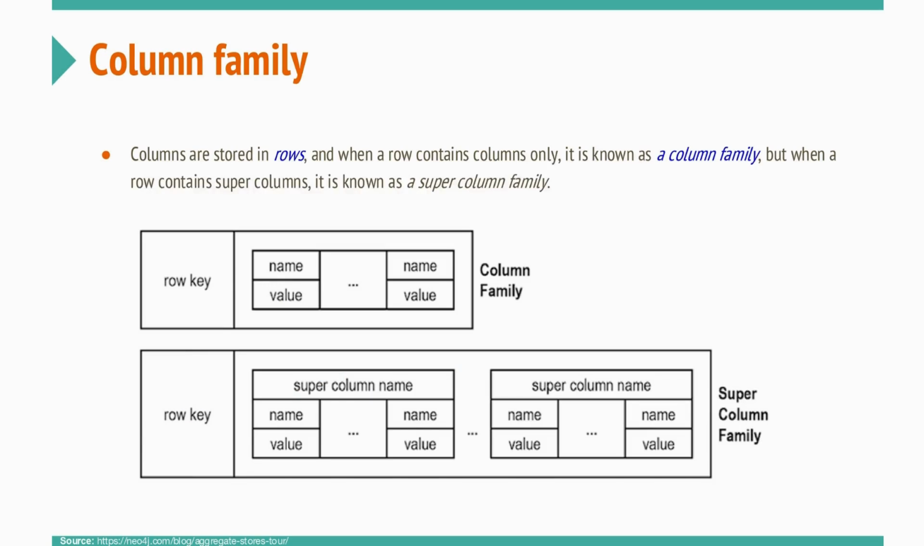Next, we group our columns into rows. Each row is identified by a unique row key. When a row contains only simple columns, we call this a column family. Think of it like a table in a relational database, but much more flexible. And if a row contains supercolumns, we call it a supercolumn family. This gives us another level of nesting to organize our data. So the hierarchy is key space contains column families, which contain rows, which contain columns. It's this structure that gives us both flexibility and performance.